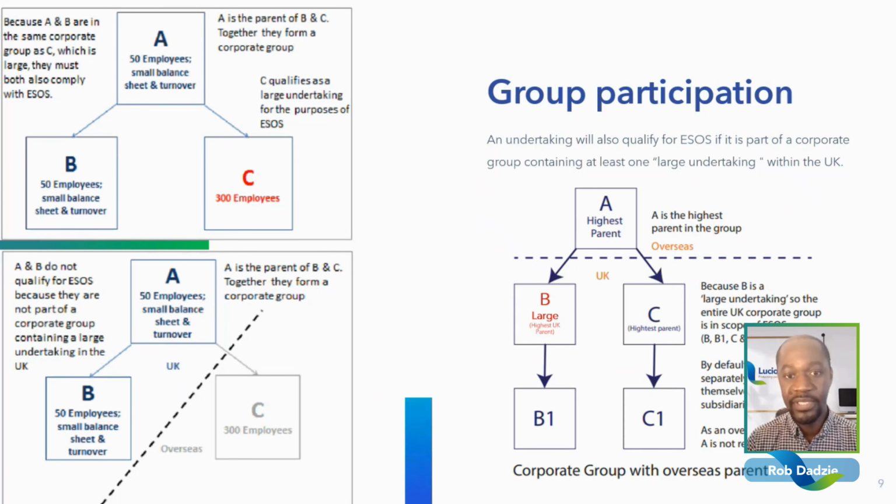The final scenario is one that we see more often. It's one where the highest parent is abroad. However, because there are 4 UK entities in the UK, and one of those, B, is considered to be a large undertaking, then all 4 UK entities would need to do a compliance assessment.